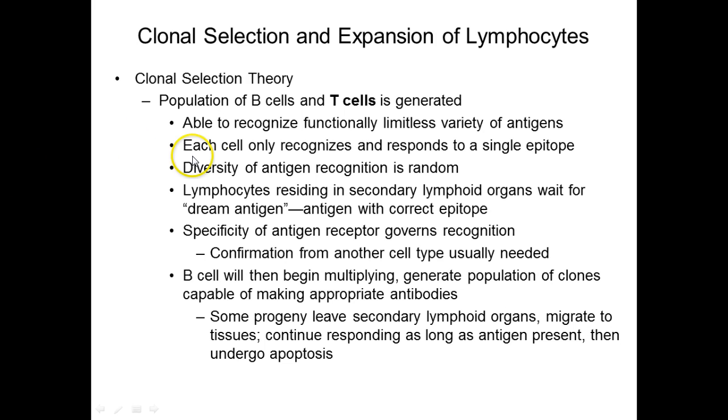So as it says, each cell, though, only recognizes and responds to a single epitope. We're talking about a single little piece on an antigen that the antibody is actually going to bind to. Same holds true for the T cell receptor. It only recognizes a little piece. It's a pretty amazing system when you think about it. The diversity that we have is a random system. I almost equate it to playing the lottery, right?